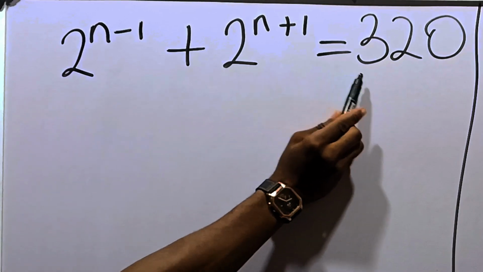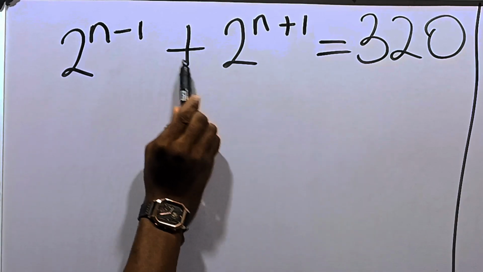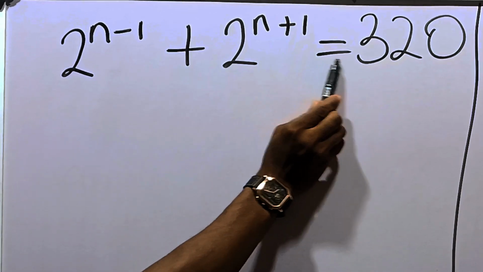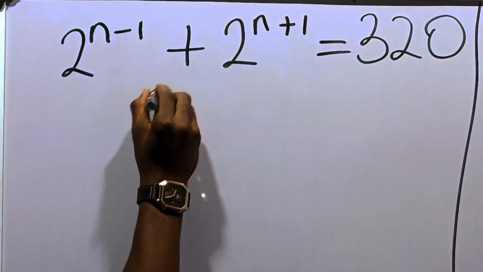Let's solve this question together. It says 2 raised to power n minus 1 plus 2 raised to power n plus 1 is equal to 320. And we're going to solve for n.